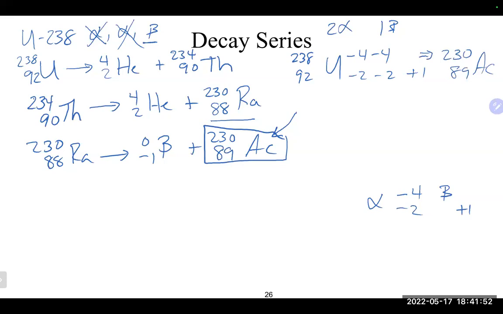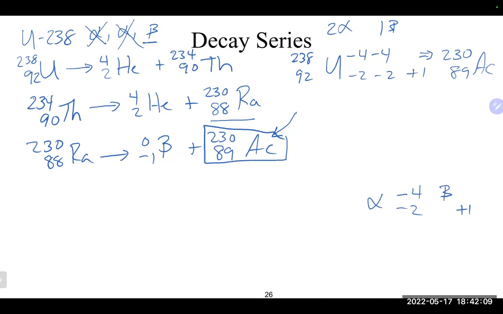If you just want to figure out what you get at the very end of a 10-step decay process, and you don't want to write each one individually, you can shorthand it and figure out where you will end up. Any questions on that?